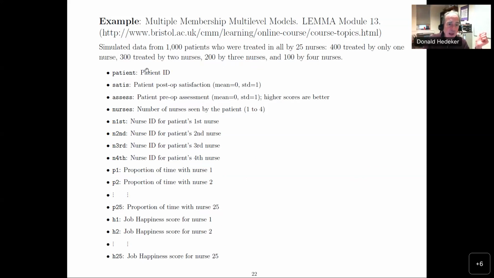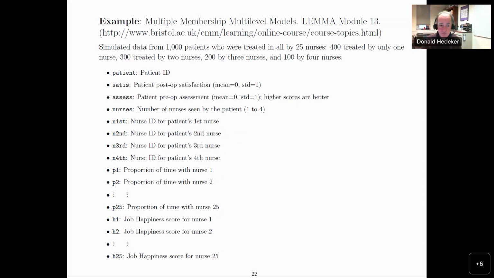So here I have a patient ID. I have the outcome variable, which will be their post-operation satisfaction. There's a covariate at the patient level: what was their assessment prior to the operation? And then this is a variable that indicates how many nurses were seen by the patient. In the simulated data, they were seen by 1 to 4. Then I've got IDs for these 4 nurses that the person was seen by. And then I've got the weights, P1 to P25, which is the proportion of time that each patient spent with each of these 25 nurses.